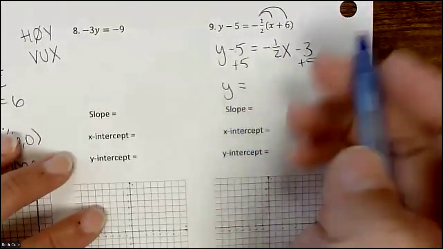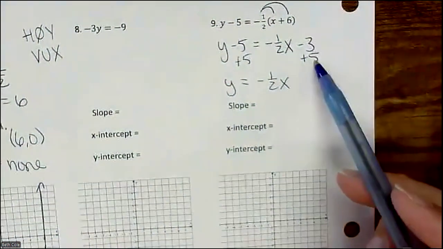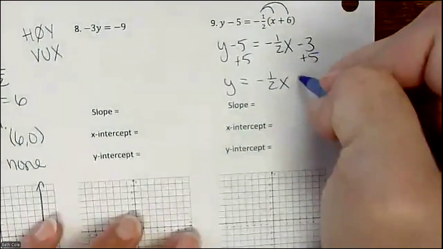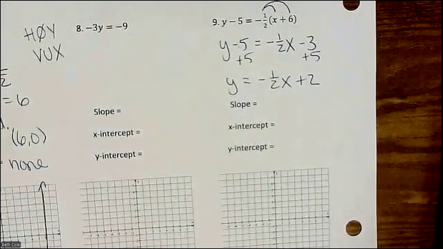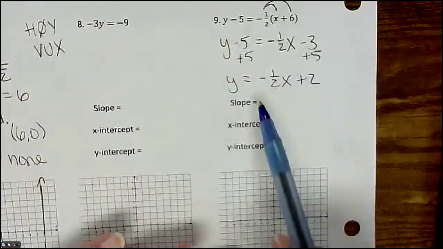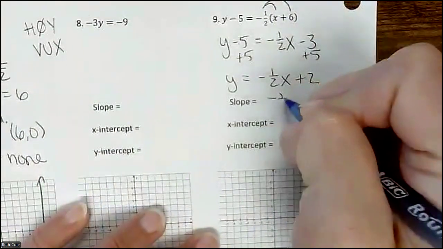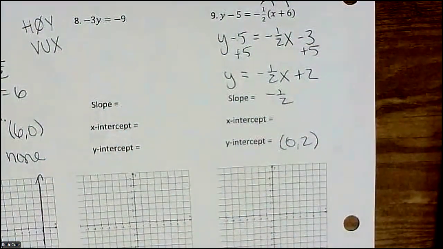All right, so this is going to be y equals negative 1/2 x, negative 3 plus 5. What is that going to be? 2. But if you didn't know that, or you just wanted to check to make sure, what would you do? Desmond, type it in the calculator. All right, so now we have it in our slope intercept. What's our slope? Negative 1/2. And the y-intercept? 2. (0, 2).